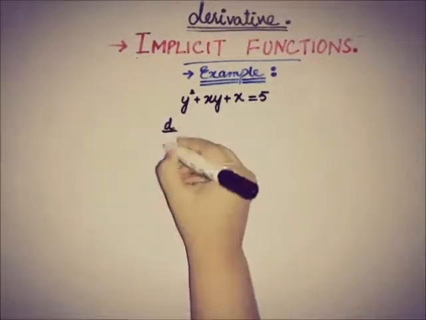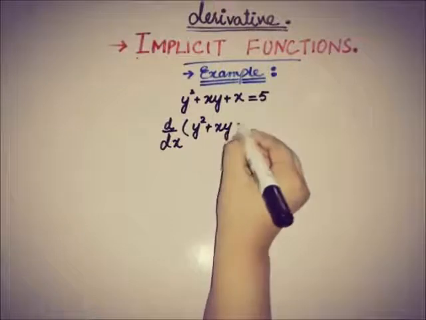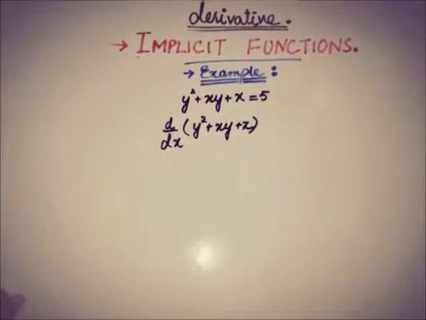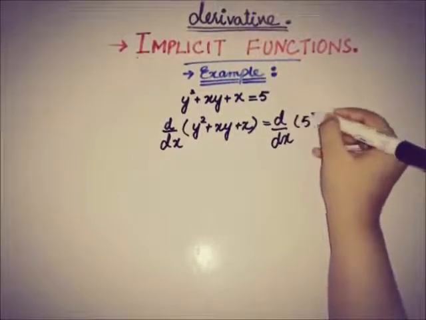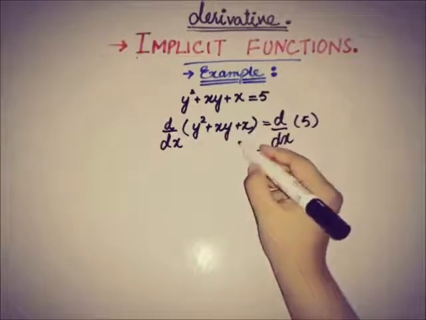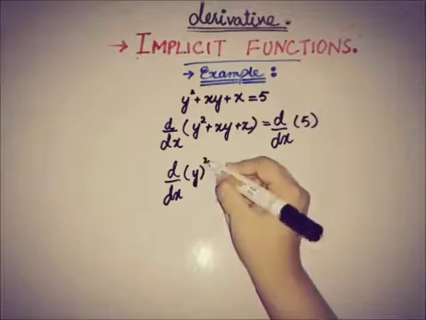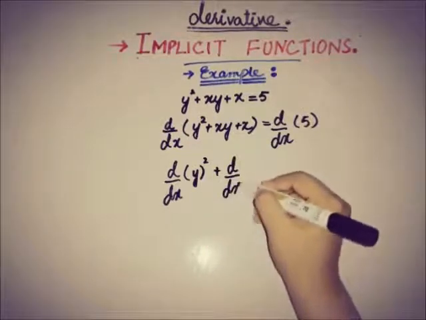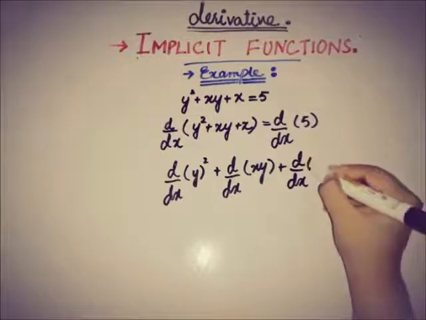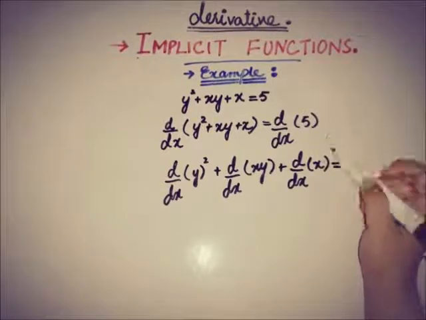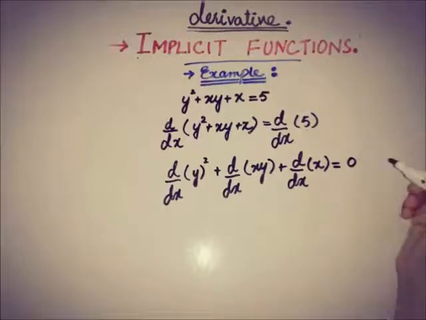differentiate this equation with respect to x from both sides. The d by dx of this and d by dx of 5. We will use the summation rule here, that is d by dx of y squared plus d by dx of xy plus d by dx of x is equal to, so the rate of change of 5, which is a constant, with respect to x, is 0.